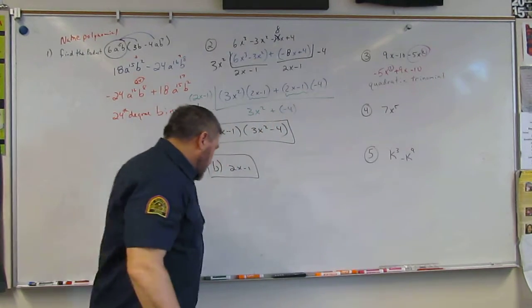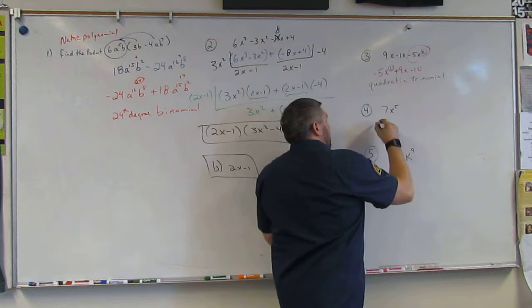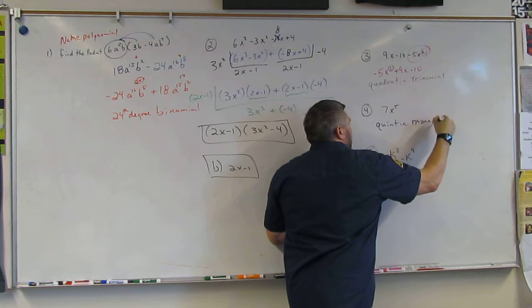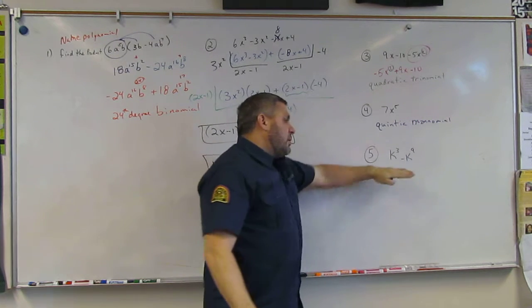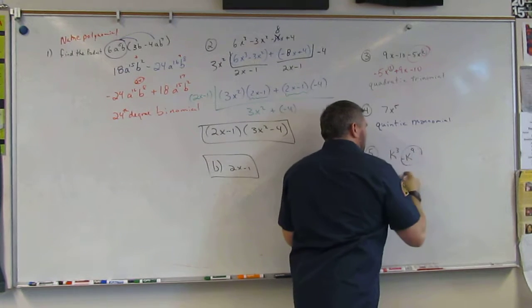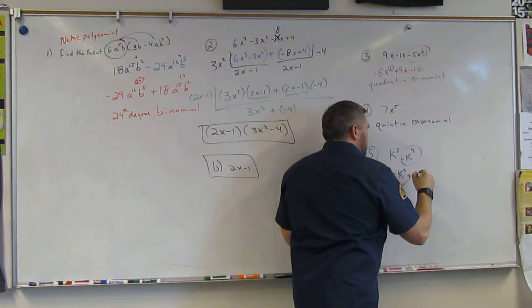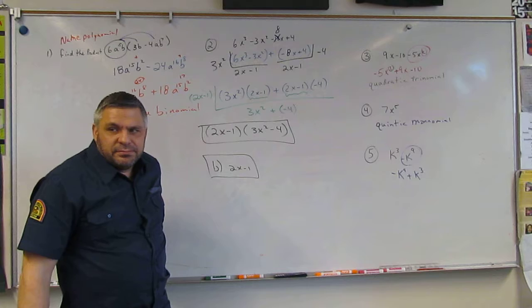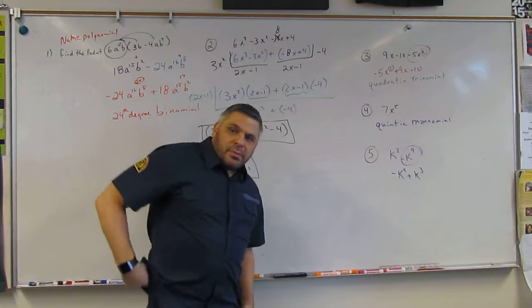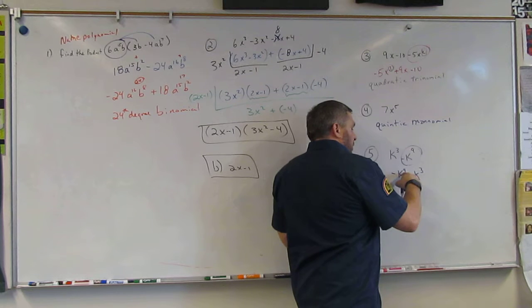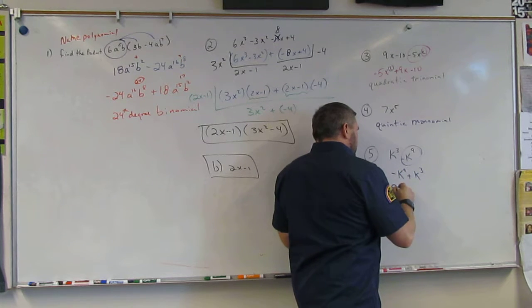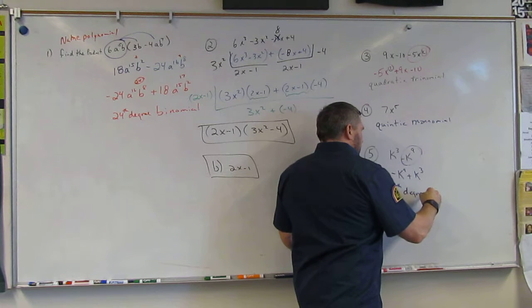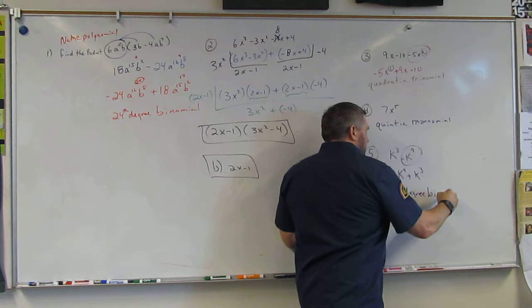What's this one called? Monomial. Quintic monomial. Got to organize this one. So minus k to the 9th plus k to the 3rd. So what is it called? Is it 12th degree? Nope. 9th degree binomial. Binomial.